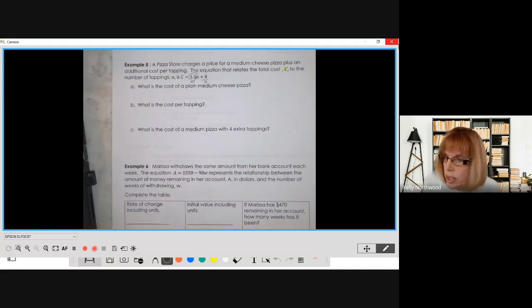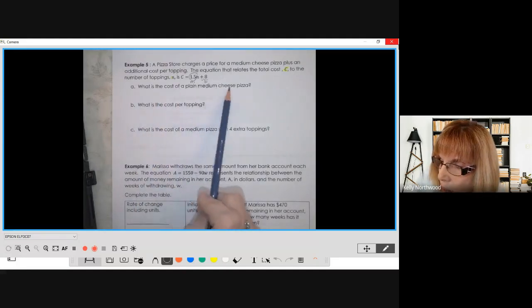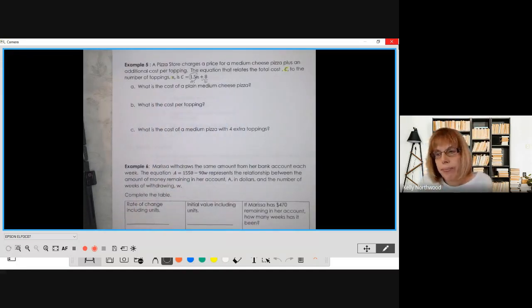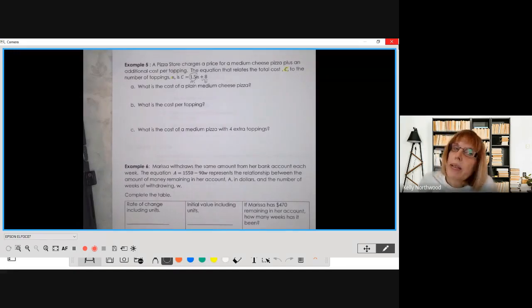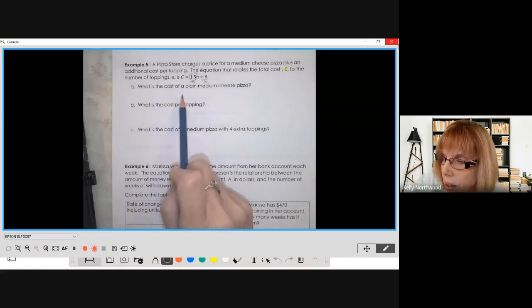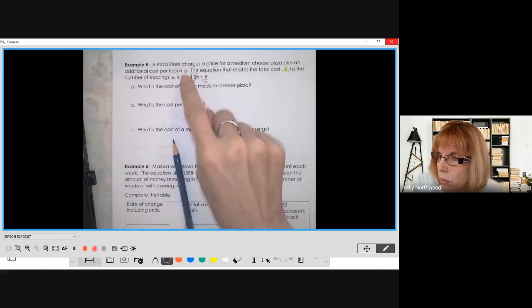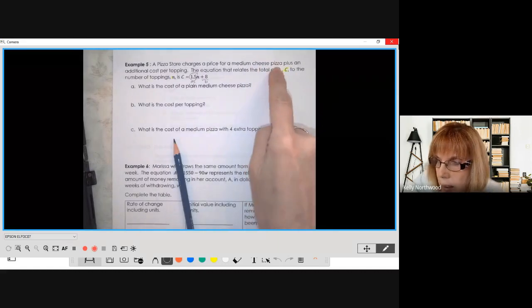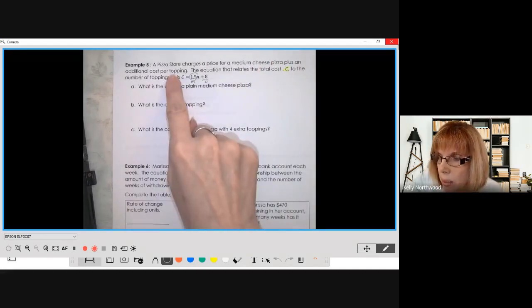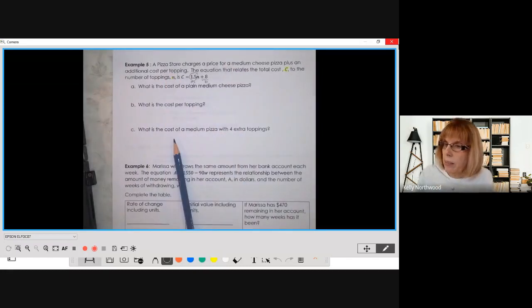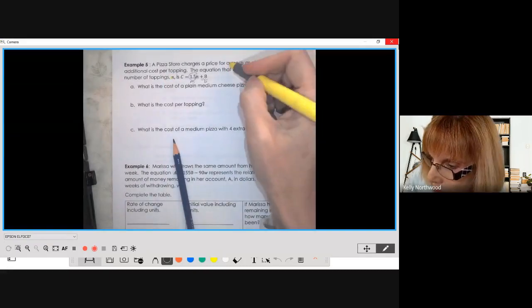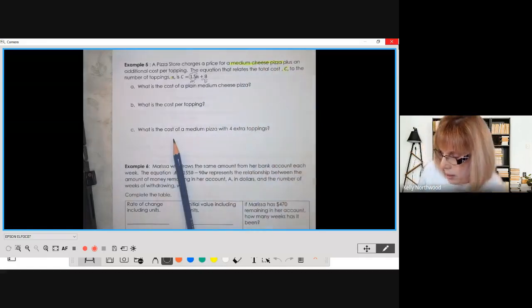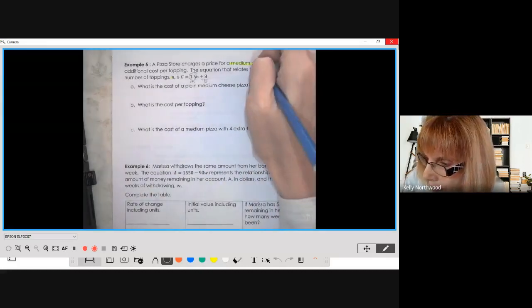So the first question says, what is the cost of a plain medium cheese pizza? So notice that it doesn't ask you for the initial value or the rate of change. It kind of disguises what it's asking for. So what is the cost of a plain medium cheese pizza? So a pizza store charges a price for a medium cheese pizza plus an additional cost per topping. So this medium cheese pizza, when you're reading through the question, must be your initial value.